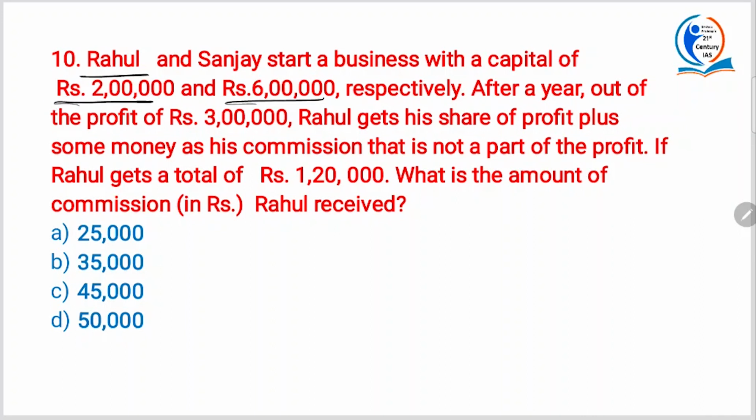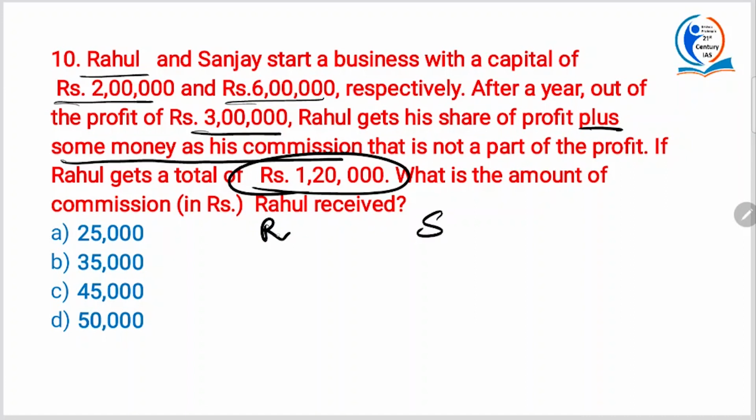Rahul and Sanjay start a business with a capital of rupees 2 lakh and rupees 6 lakh respectively. After a year, out of the profit of rupees 3 lakhs, Rahul gets his share of profit plus some money as his commission. That is not a part of the profit. If Rahul gets a total of rupees 1,20,000, what is the amount of commission that Rahul received? Okay, so there is Rahul and then there is Sanjay. It is 2 lakh and then this is 6 lakh.